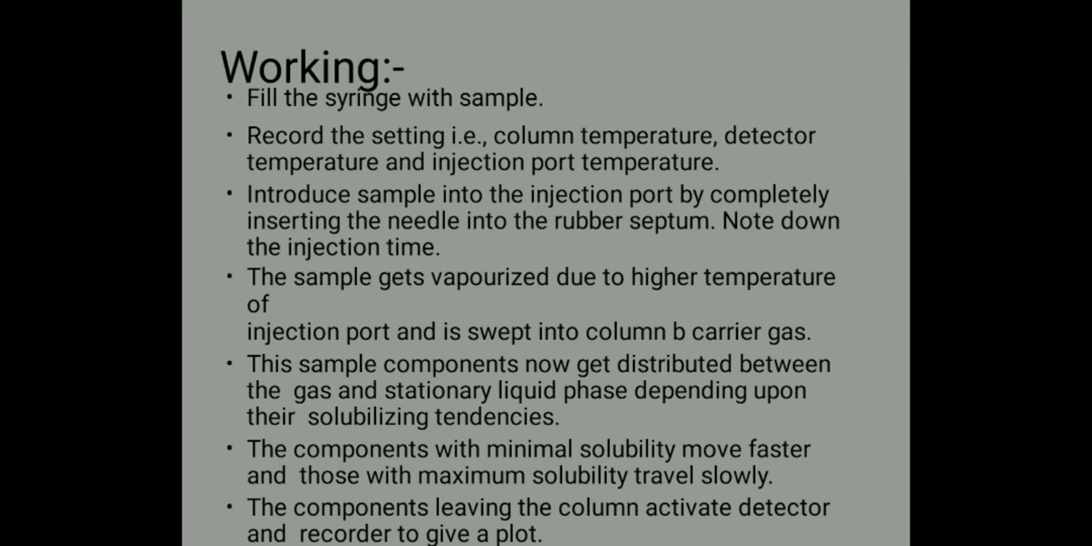The sample components get distributed between the gas and the stationary phase depending upon their solubilizing tendency. The components with the minimum solubility move faster and those with the maximum solubility travel slowly. The components leaving the column activate the detector and are recorded to give a plot.